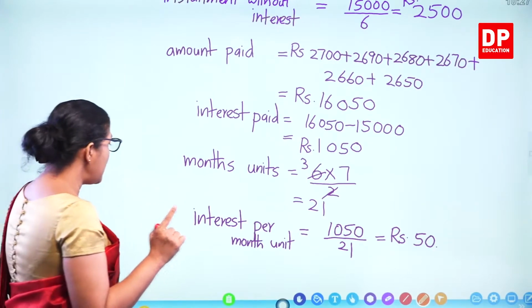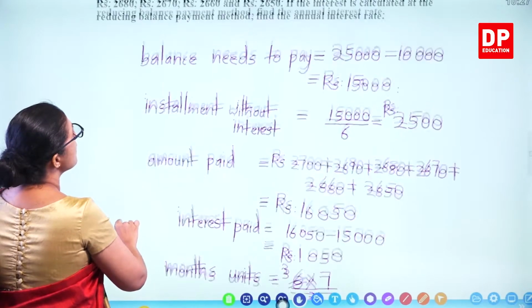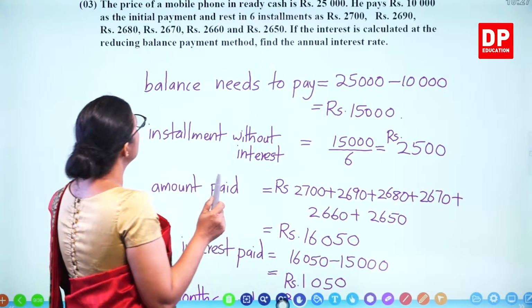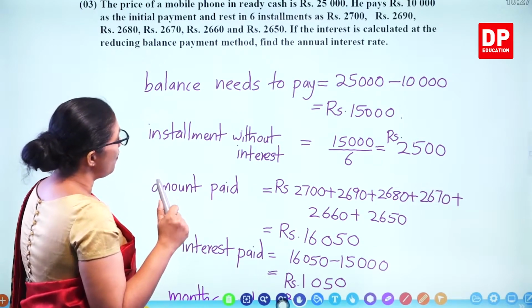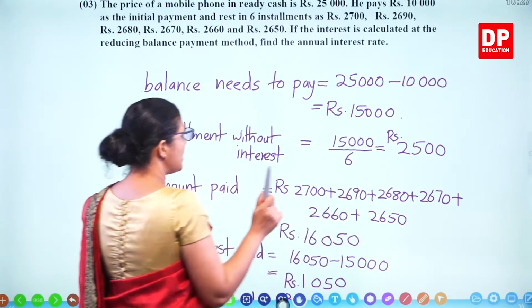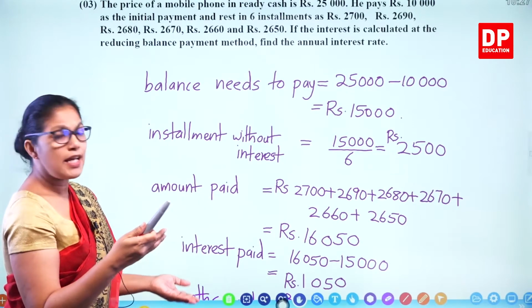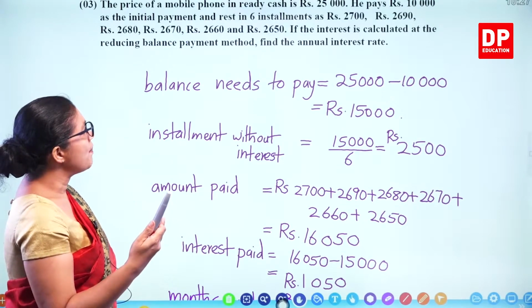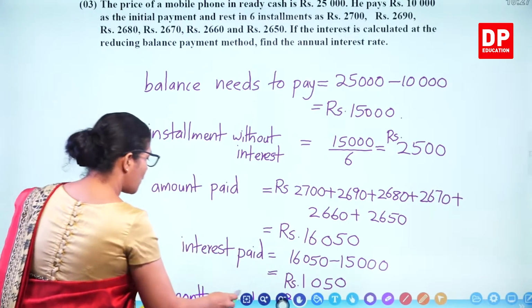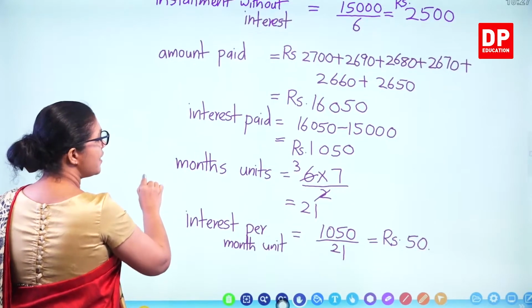So we need the interest rate. So what's the question? Find the annual interest rate. So 2,500 is the installment without the interest. For that amount paying 50 rupees. So what about for 100%? So that's what we have to do. So we'll find out for 2,500.